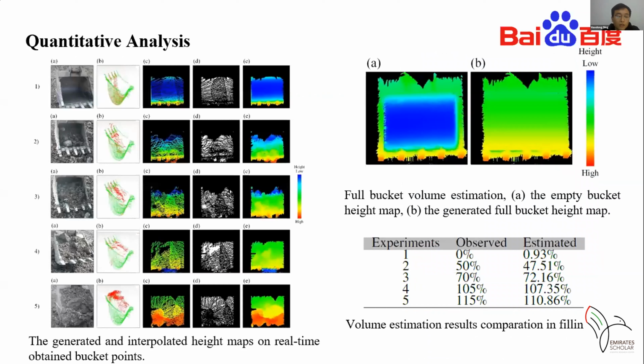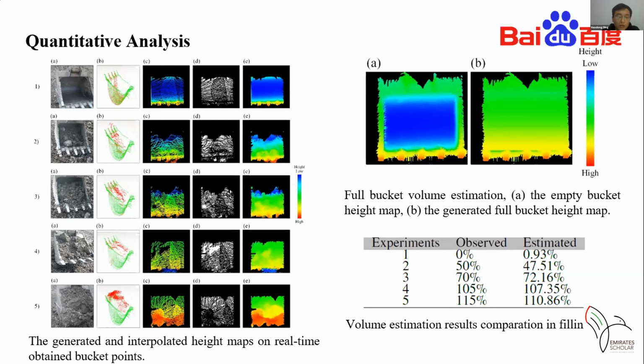The left figure shows 5 experiments. As there is not a convenient way to get the ground truth, we first generated a height map of the full bucket, which is shown in the right figure, and calculated the full bucket volume. Then we compute the filling rate of the bucket and compare it with the directly observed filling rate to measure the accuracy of our approach. The table illustrates the results of the 5 experiments.